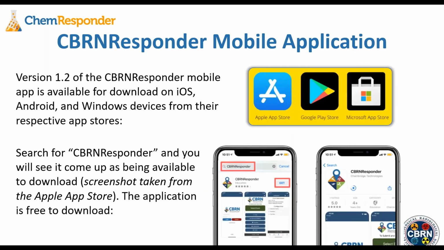So currently version 1.2 of the app is available for download on iOS, Android, and Windows devices. And you can find those in their respective app stores. All you need to do is search for CBRNResponder and you will see it come up as available for download. And similar to its predecessors, the Rad and ChemResponder apps, this application is free to download.